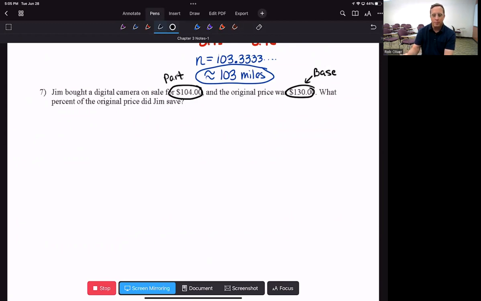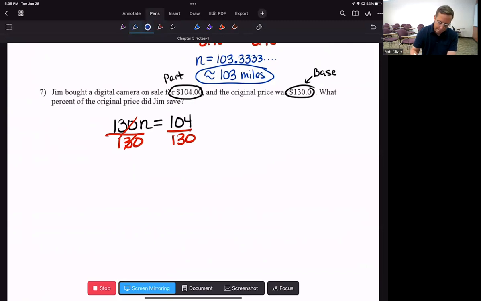So percent times base is the same thing as base times percent. So I'm going to do 130 times N equals 104, and then we're going to divide both sides by 130. And when you do that, 104 divided by 130 comes out to be 0.8. And then convert that back into a percent. You do that by moving the decimal over 2 places to the right.